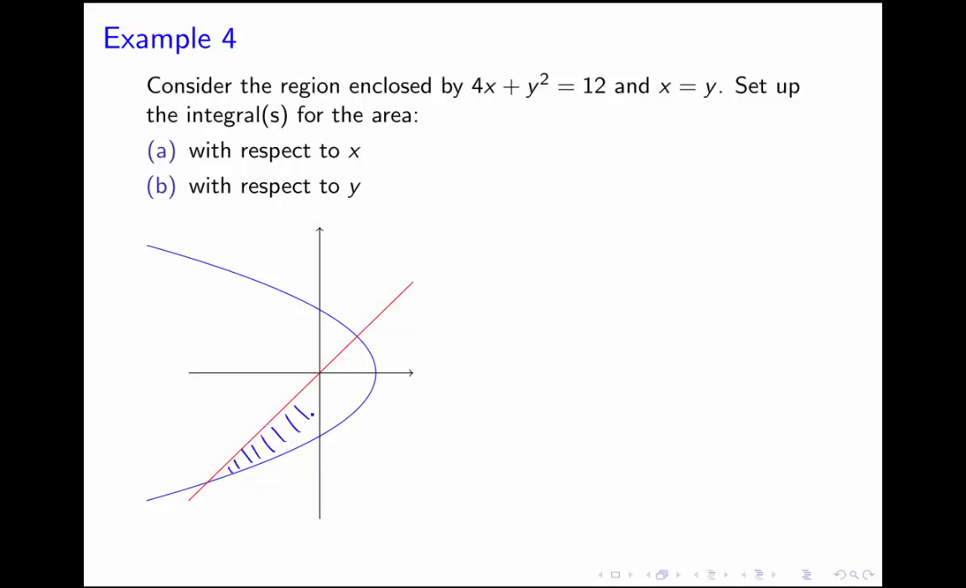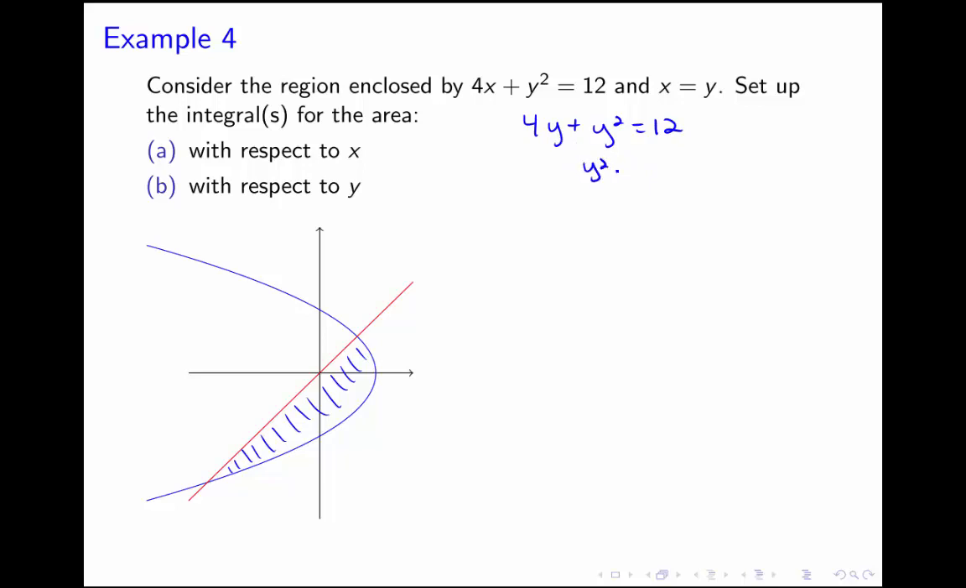So first let's shade the region that we're looking at, and then we're also going to need to find the intersection points between these two curves. So let's see, when x is equal to y, I can replace this x here with y and find my y coordinate where these two curves intersect. So I have 4y plus y squared equals 12.